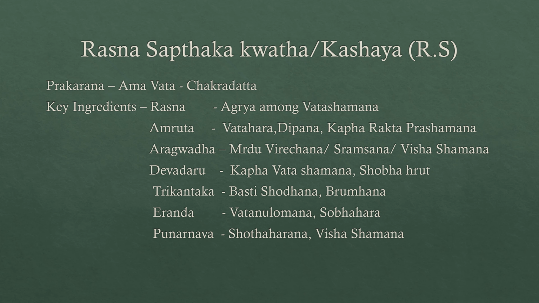First, we will move on to Rasna Saptaka Kashaya. To understand the therapeutic action of a drug and its specificity, we have to understand three important factors. The first factor is the prakarana in which the formulation is mentioned. Here, the prakarana is Amavata prakarana by Chakradatta, and the next factor is the key ingredients and their therapeutic actions. The ingredients are Rasna, Amrita, Aragwadha, Devadaru, Trikantaka, Eranda, and Punarnava.